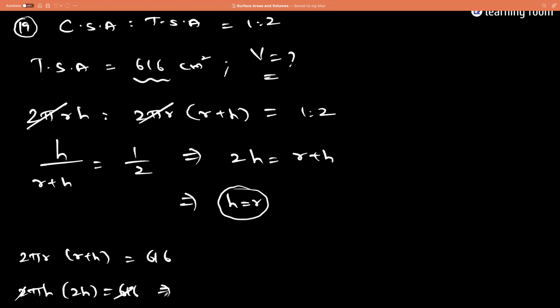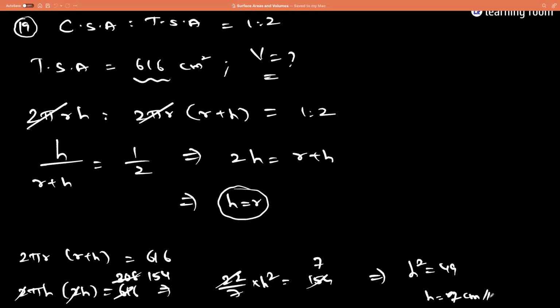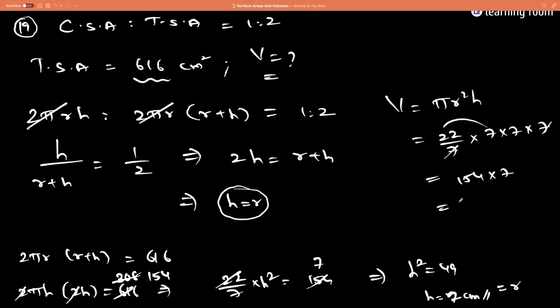Which implies this will go 308 times, it is 154. So 22 by 7 into h square is 154. This will cancel this 7 times, which implies h square is equal to 49, or h will be equal to 7 centimeter. So when the height is 7 centimeter, now you can say that the radius is also 7 centimeters. So volume is going to be how much? Volume is pi r square h. So r square is 7 into 7 into height 7. So 154 into 7 is equal to how much? It will be 1078 centimeter cube. Is it clear? Yes, sir.